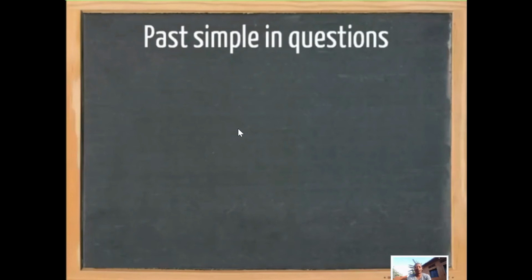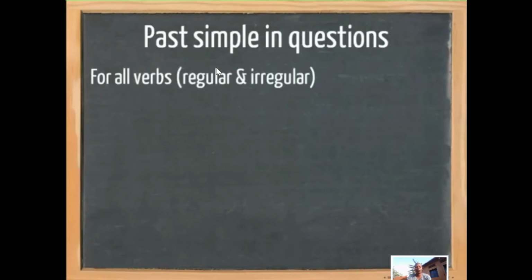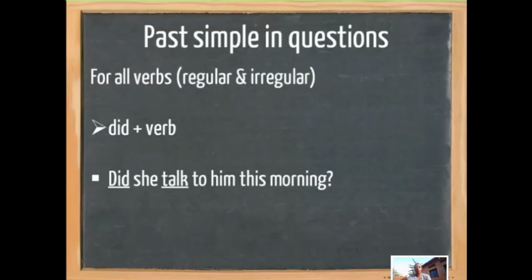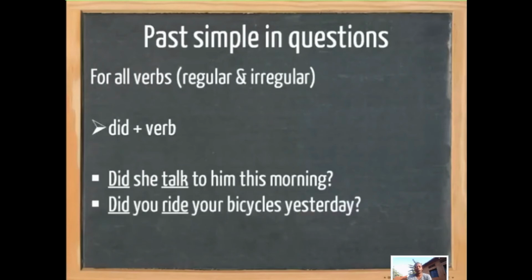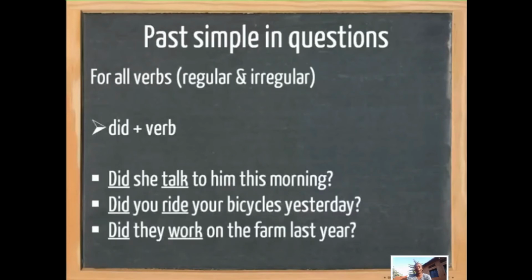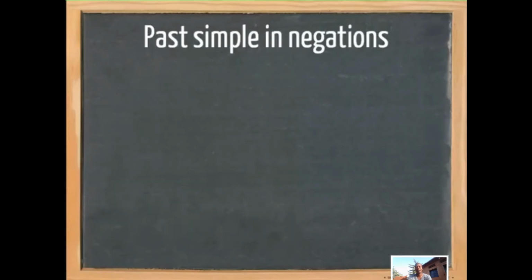So how do we ask questions in the past? For all verbs, regular and irregular, we do the same. We use did plus the verb as usual. When we're asking questions, use did before, then you use the verb after. For example, did she talk to him this morning? Did you ride your bicycles yesterday? Did they work on the farm last year? All those are ways of asking questions.